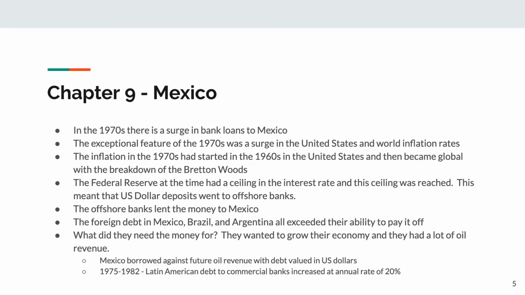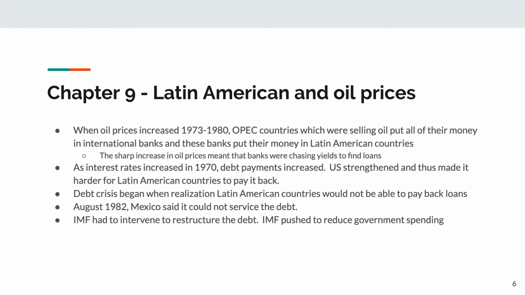So it's kind of out of its hands how much its debt load is going to be, because it all depends on what the value of the dollar is going to be. And between 75 and 82, Latin American debt to commercial banks increased at an annual rate of 20%. That's pretty significant, and obviously clearly exceeded the ability to manage that debt.